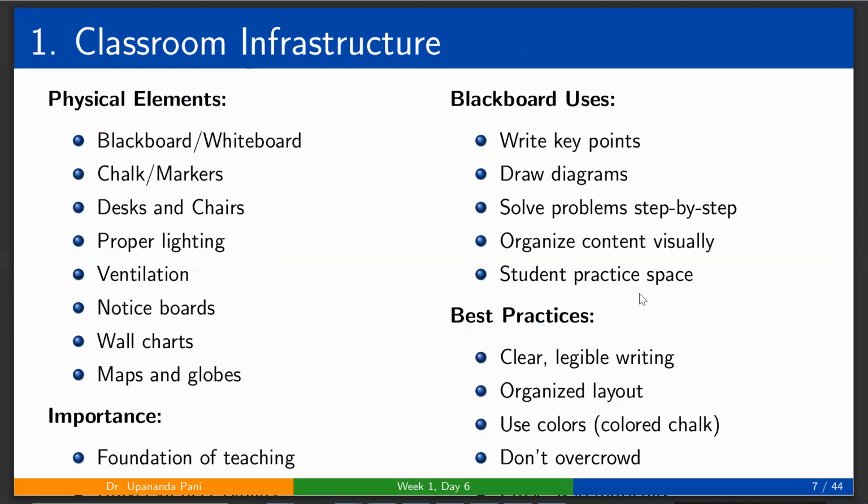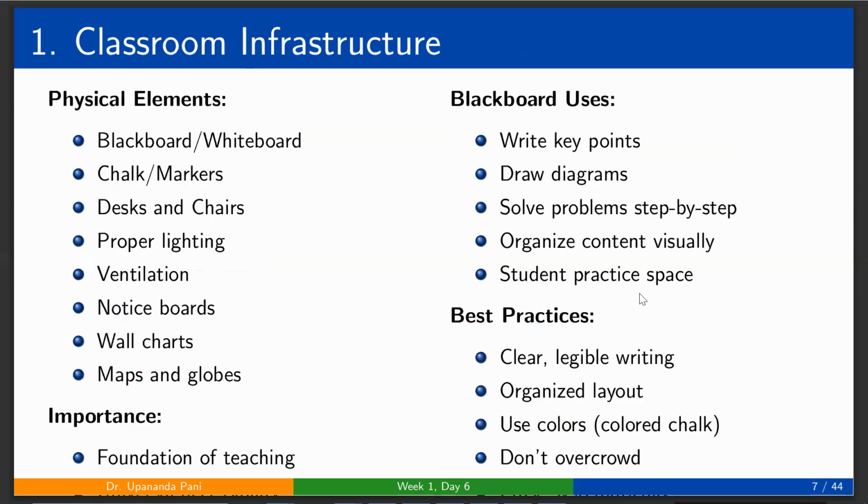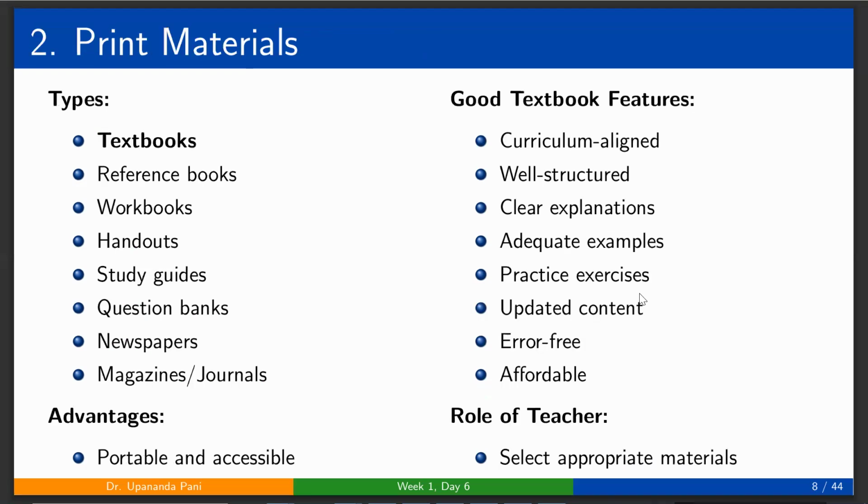So now let's try to understand one by one. What is classroom infrastructure? The physical components of classroom infrastructure include blackboard, whiteboard, chalk, desks and chairs, proper lighting, ventilation, notice board, wall charts, maps and globes. So what is the importance? They are the foundation of teaching. Already you know what the uses of the blackboard are, so we are not going to discuss that. Rather we will come straight to the next point.